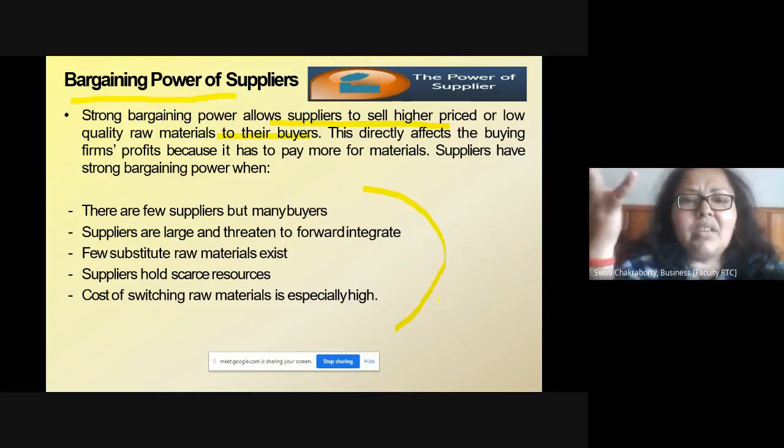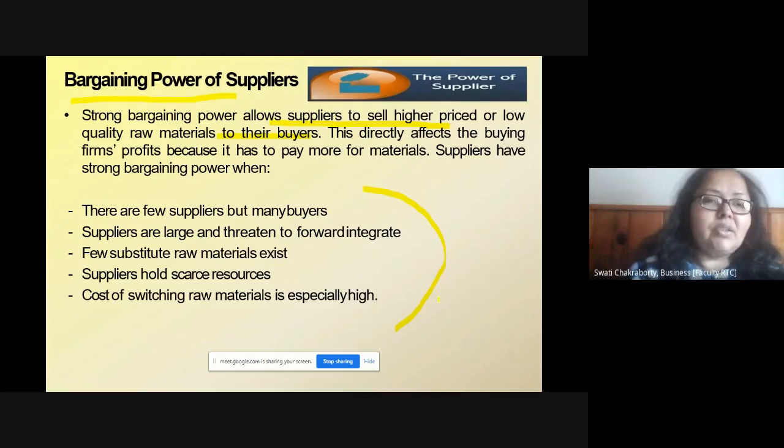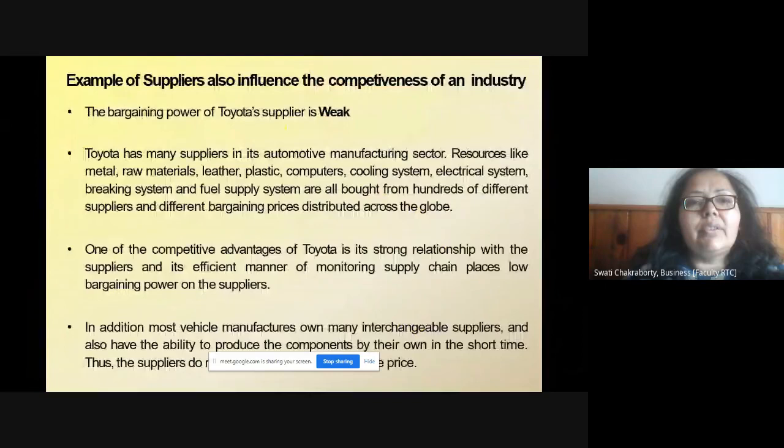Suppliers are large in size, and they threaten to forward integrate. There are few substitute raw materials available, suppliers hold some scarce resources, and the cost of switching raw materials is high. Okay, so this is an example where we talk of suppliers, that is, of Toyota.